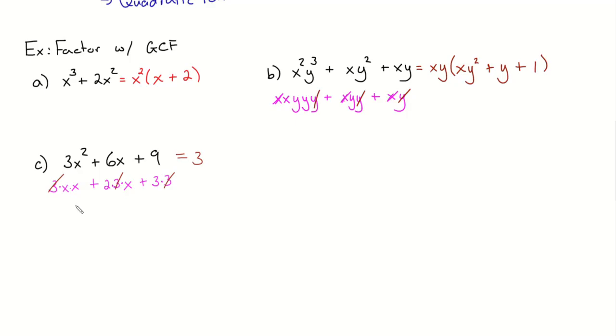Nope. There's nothing else that these have in common, which means inside, instead of xx, what did we have? X squared. And inside this next one, what do we have? 2x. And last, plus a 3. We are using GCF over and over and over. Cool with that? All right. We ready to bump it up?